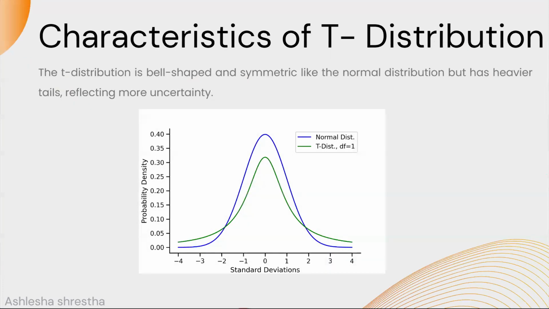Let's look at the characteristics of the T distribution. As you can see in the image, like the normal distribution, it is bell-shaped and symmetric but with heavier tails. These heavier tails reflect the increased uncertainty when working with small sample sizes, so the T distribution is more appropriate for situations where the normal distribution falls short.